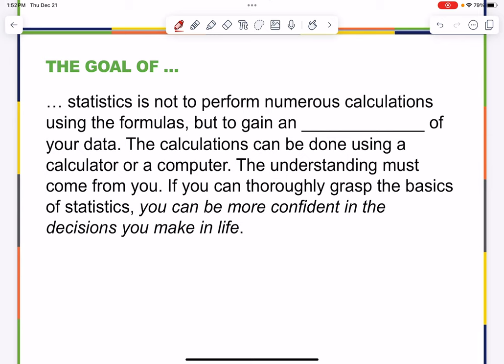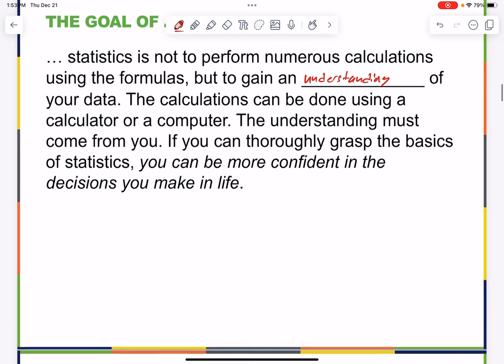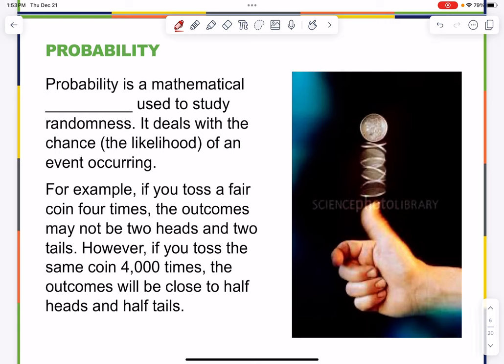Okay, the goal of statistics is not to perform numerous calculations using the formulas, but to gain an understanding of your data. The calculations can be done using a calculator or a computer. In this class, we're going to use Excel mostly. We're not going to focus on using a calculator because a calculator is hardly ever, if ever, used in industry. The understanding must come from you. If you can thoroughly grasp the basics of statistics, you can be more confident in the decisions you make in life. Isn't that something? Okay, probability.